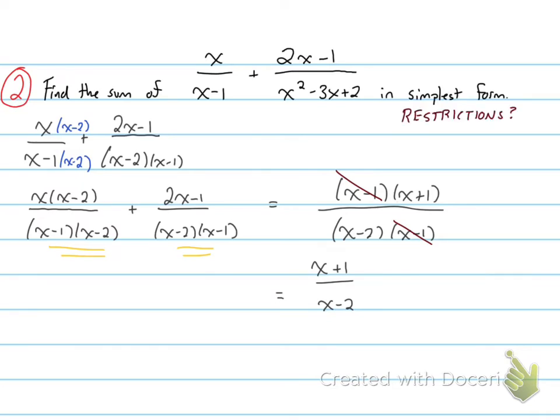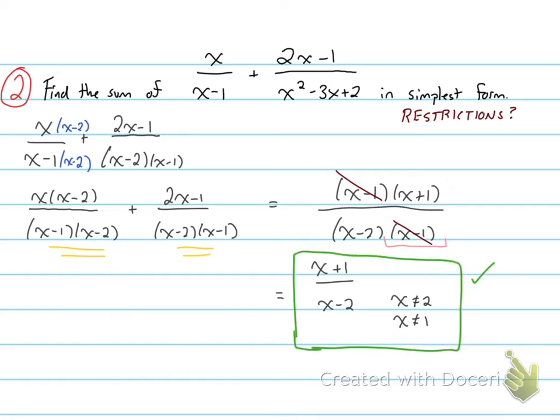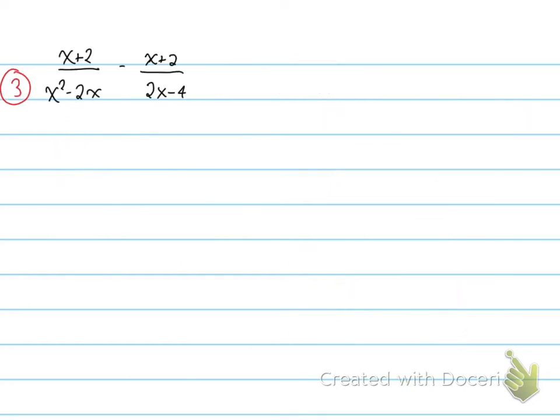Finally, any restrictions on the variable here? For my x, again, I want to look at that term before I simplified it. So my restrictions on the variable would be x cannot be 2, because that would make the denominator be 0. x also cannot be 1. And then finally, I would be done there. Let's look at one more example dealing with subtraction.